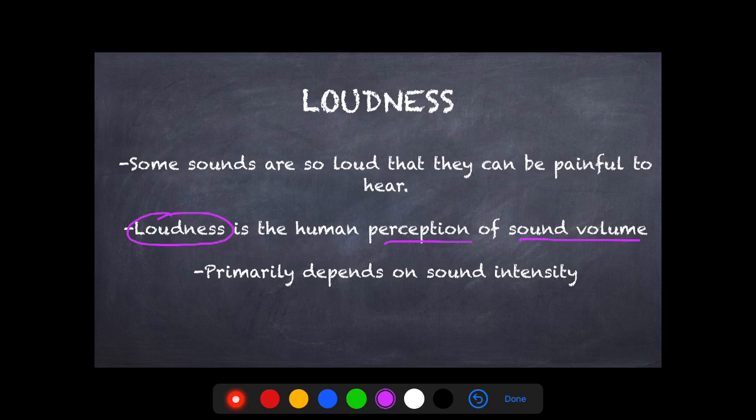But loudness is how we as humans perceive sound volume, and it depends on the intensity of the sound. So again, loudness is how humans perceive sound volume, and it depends on the intensity of the sound. So remember, intensity is how much energy in a specific area at a specific time.